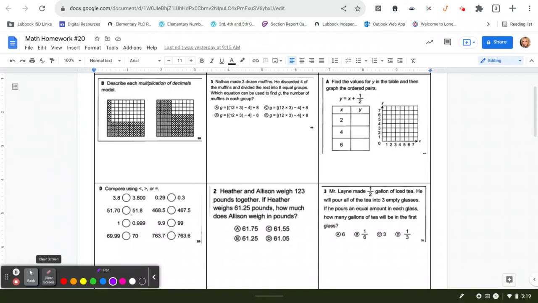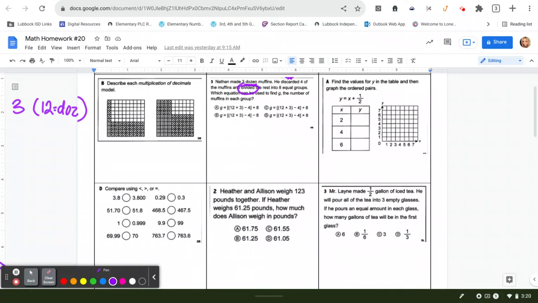Look at the next one. Nathan made 3 dozen. How much is in a dozen? 12, right? 3 dozen. Twelve equals a dozen. He discarded, he got rid of 4 of the muffins and divided the rest into 8 equal groups. Which equation can be used to find G, the number of muffins in each group?